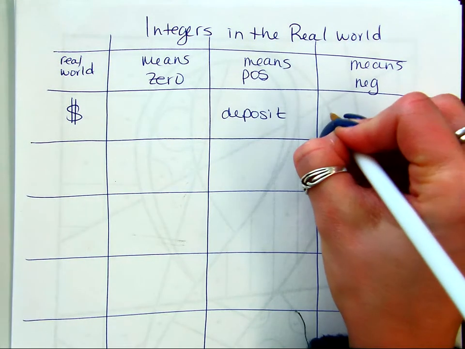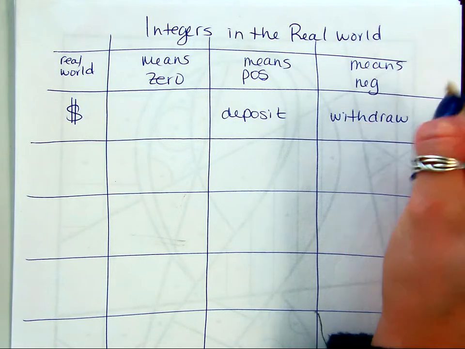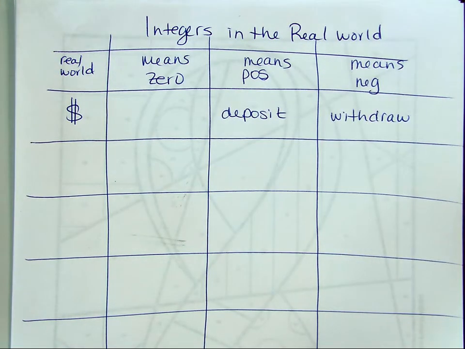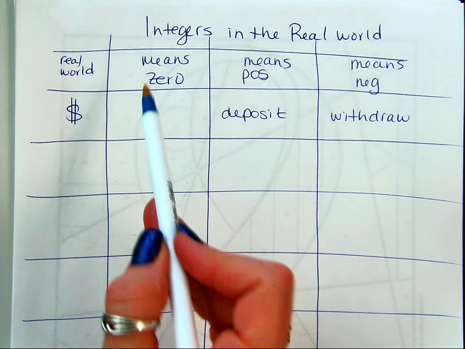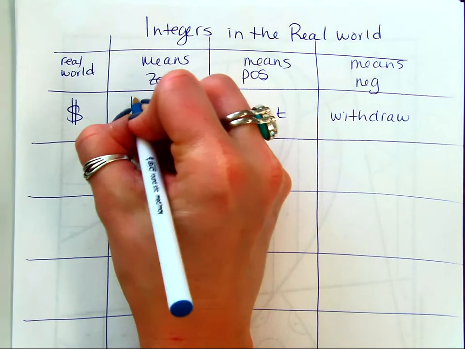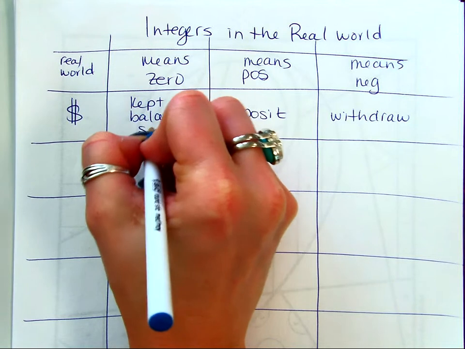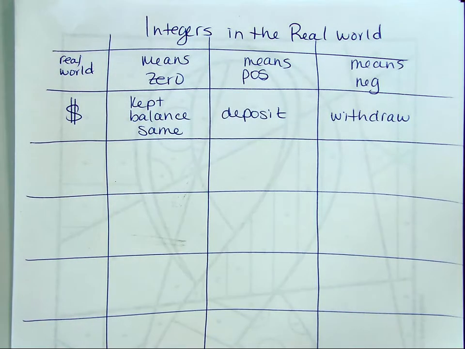Yes, a withdraw. Very good. Withdraw. Okay? Withdraw means I'm going to the bank. I'm taking some $50 out. My account now is negative 50 in it because it's $50 less. Okay? There aren't really words for this means 0 column. They might be, it just means you didn't do either, right? It just kept your balance the same. Yeah, you just checked your balance. Good. You just looked in there.